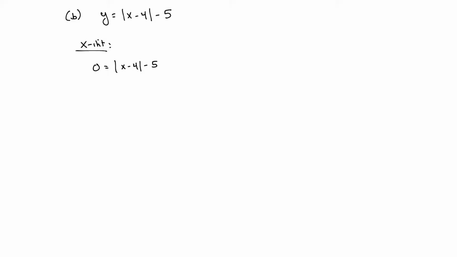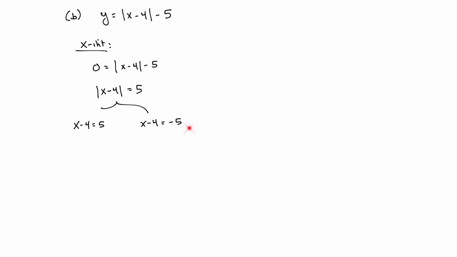And that's an absolute value equation, and the way we solve these is we get the absolute value by itself. We get the absolute value of x minus 4 equals 5. And then by the definition of the absolute value, this means that x minus 4 is equal to 5, or x minus 4 is equal to negative 5.